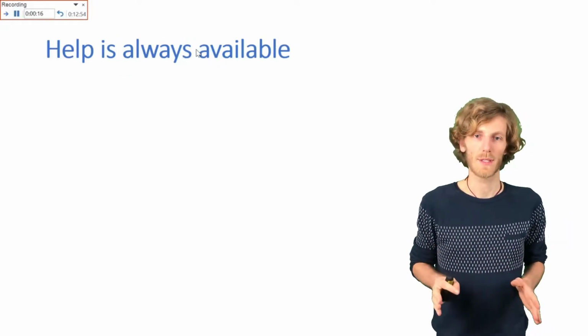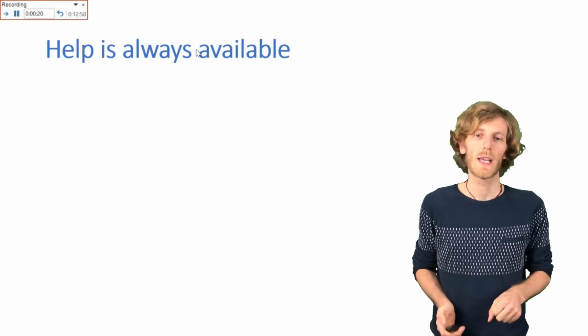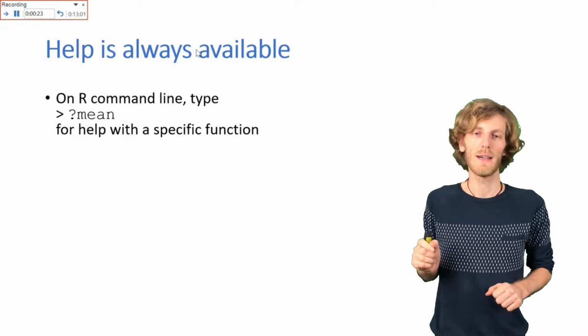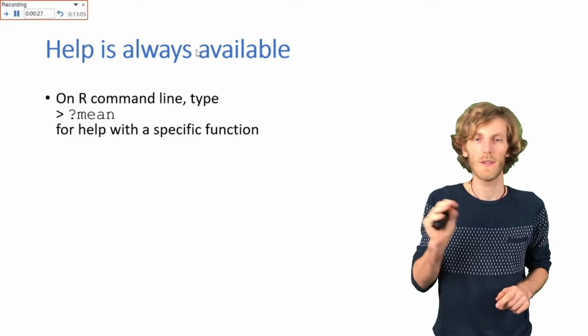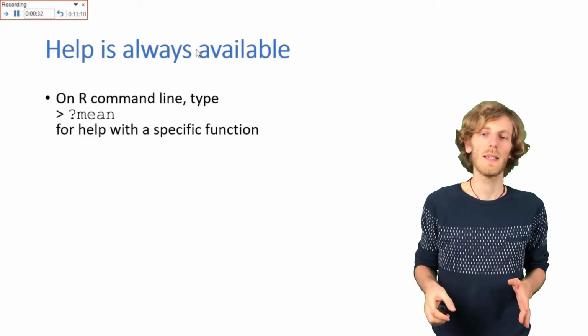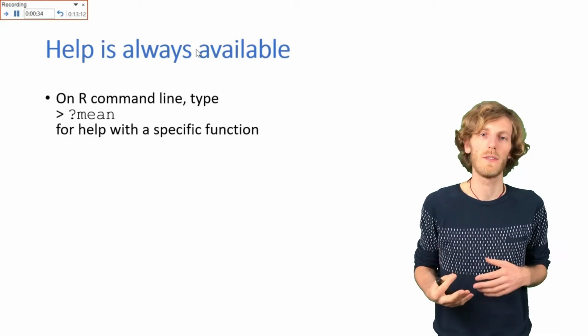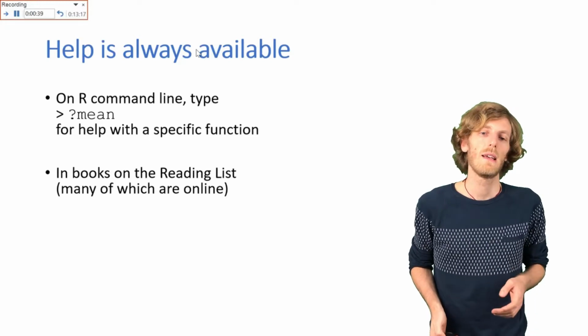When using R, help is always available. For very specific things within R, you can type question mark and then the command, and it gives you an explanation of how to use that particular function, and how to use any of the arguments, any of the extra instructions. Apart from that, there are a couple of books on the reading list, many of which are just accessible online, so easy to use.